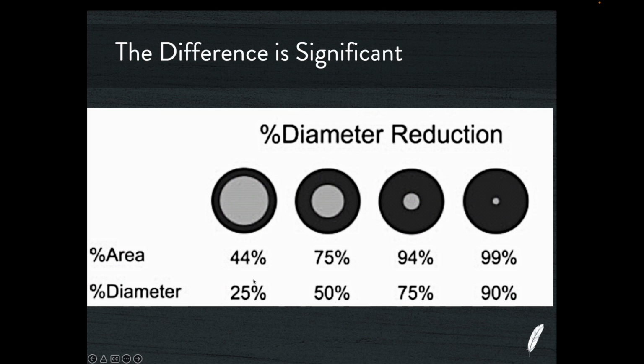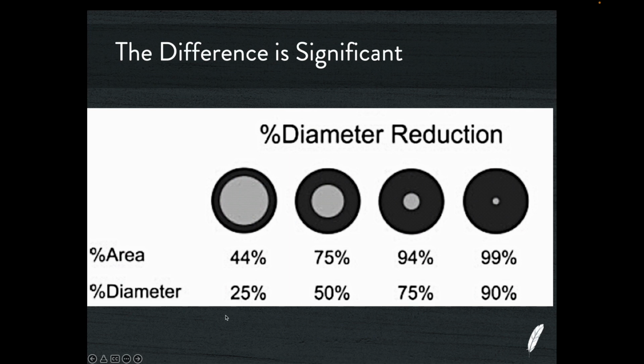So if you look at these numbers here, an area reduction of 44% only equates to a 25% diameter reduction. 75 area becomes 50 diameter. 94 area becomes only 75 diameter, but 99% area does become 90% diameter reduction, and it's diameter reduction that we need to report.